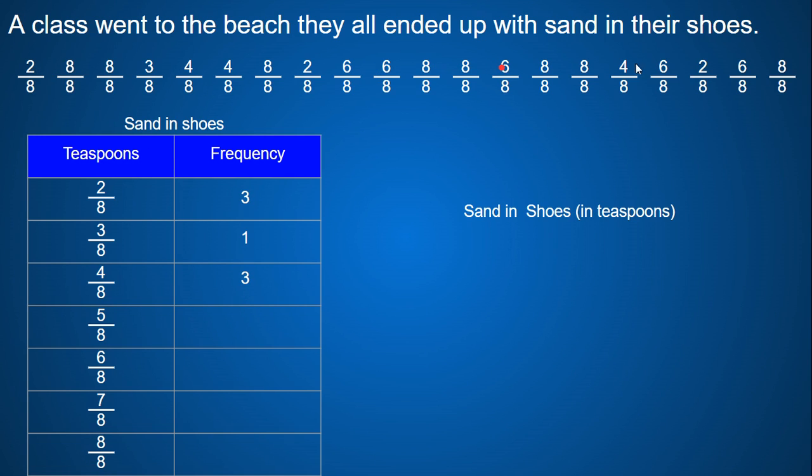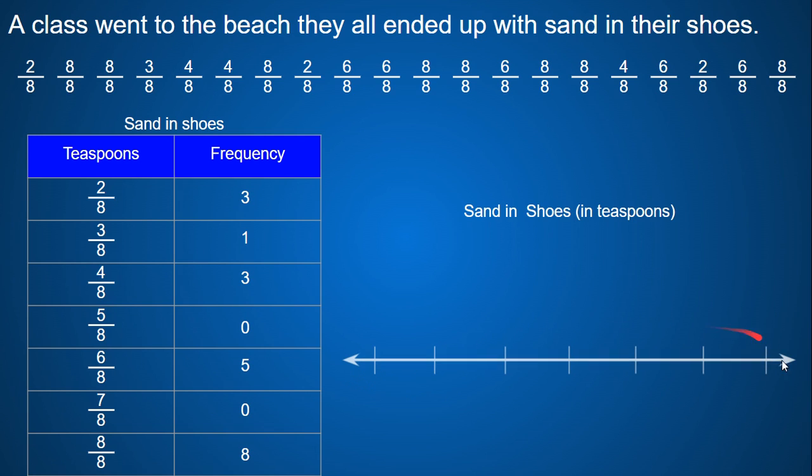5/8, nobody had 5/8. And 6/8. 1, 2, 3, 4, 5 people had 6/8. So I put that in my frequency chart. 7/8. Nobody had 7/8. Put a 0 down there on 7/8. And 8/8. 1, 2, 3, 4, 5, 6, 7, 8. So 8 people had a full teaspoon of sand in their shoes. So we have our frequency chart made here. And then we will make our line plot.